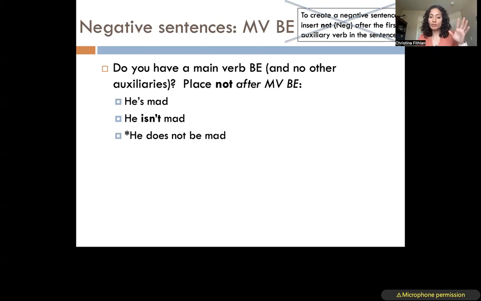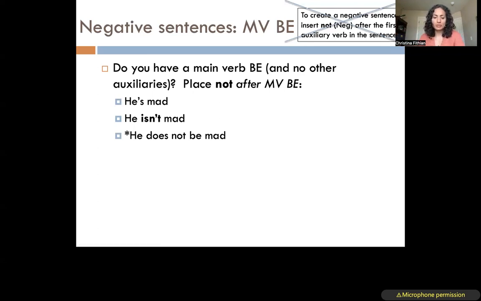So if you have main verb be and no other auxiliaries, then you're going to treat main verb be like it's an auxiliary verb, and you're going to place not after main verb be. That one doesn't follow the rules. So for example, if I said, "he is mad," "he's mad," notice the contraction form, we're going to break those two words up, he is, and diagram them separately. Now, if I want to make a negative version of that sentence, it is going to be "he is not mad," "he isn't mad."